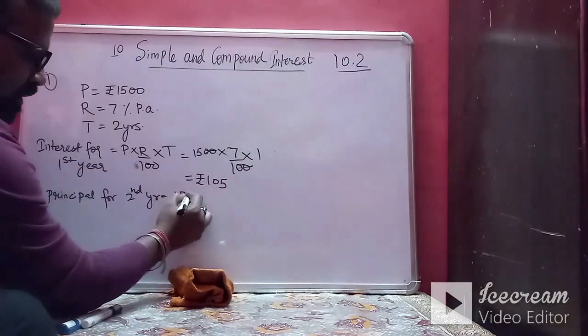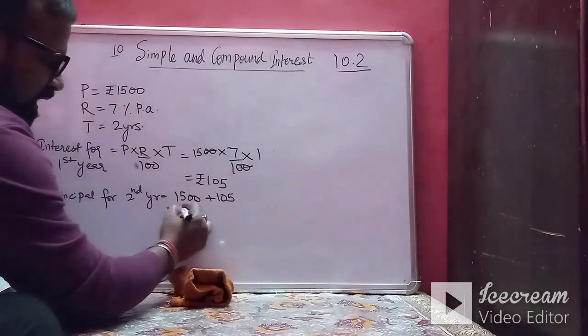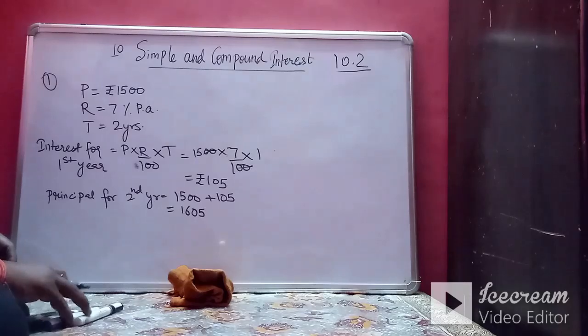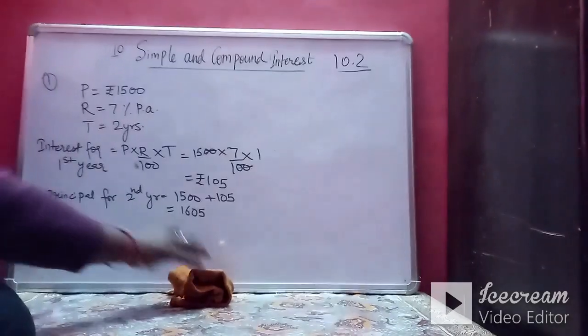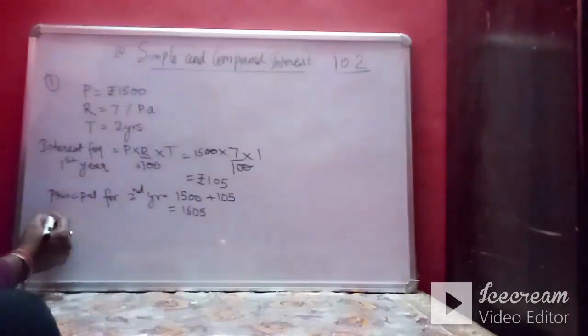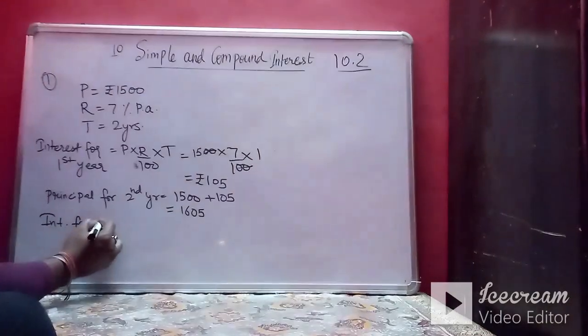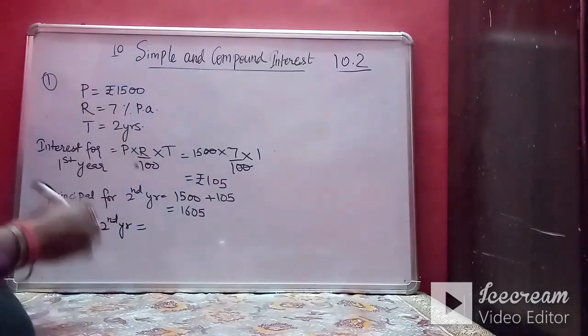1500 was our original principal. This was our interest. So principal for second year will be 1605 rupees. So this is the principal for second year. Now we will calculate interest for second year, and same formula we will use.